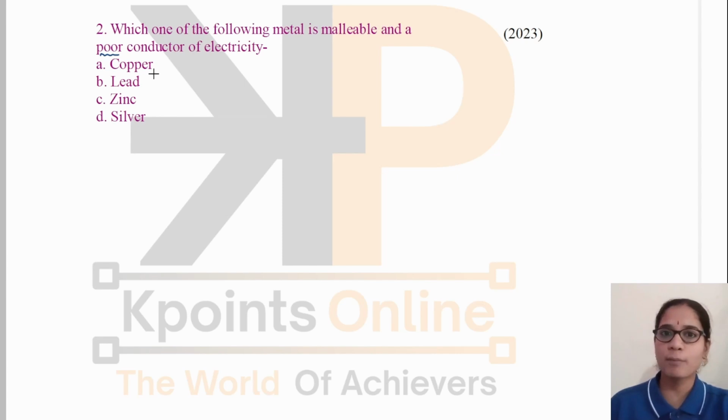We know that copper is a good conductor of electricity. Lead is not a good conductor. Actually, it is a poor conductor of electricity. Even though it is a metal, it is an exceptional case. Then zinc and silver are also good conductors of electricity. So our right answer is lead. It is a poor conductor of electricity.